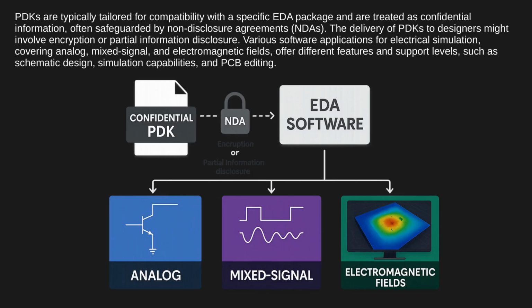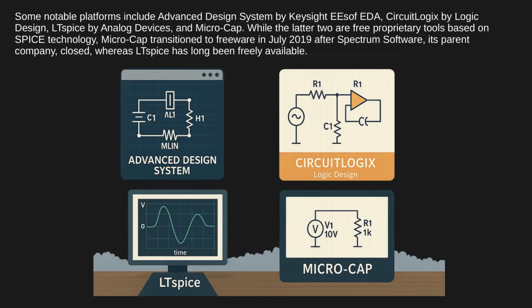Various software applications for electrical simulation, covering analog, mixed signal, and electromagnetic fields, offer different features and support levels, such as schematic design, simulation capabilities, and PCB editing. Some notable platforms include Advanced Design System by Keysight, EE-SOF EDA, CircuitLogix by Logic Design, LTspice by Analog Devices, and MicroCap. While the latter two are free proprietary tools based on SPICE technology, MicroCap transitioned to freeware in July 2019 after Spectrum Software, its parent company, closed, whereas LTspice has long been freely available.